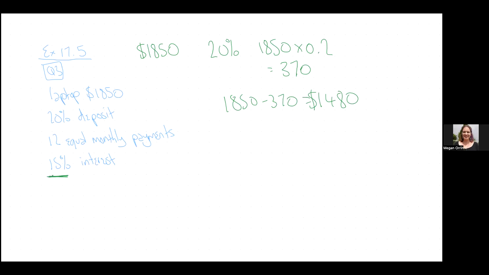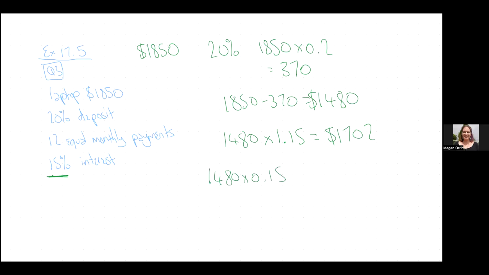So 1480, I'm going to multiply it by 1.15. If I multiply it by 0.15, what I'm doing is finding out what the interest is, but then I have to add it to this number to figure out the total amount that I have to pay. I'll show you both ways. So if I do this, so 1480 times 1.15, that will give me the answer, 1702. The other way I could have done it is do 1480 times 0.15.